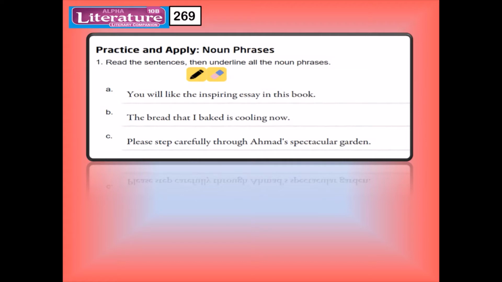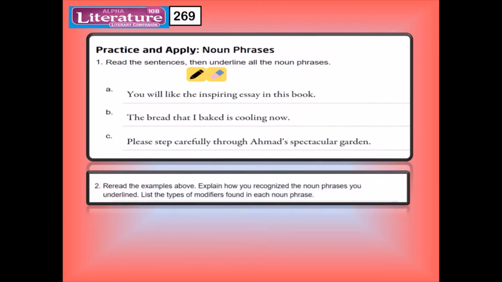Letter B, the bread that I baked is cooling now. Remember again, there is only one noun phrase. And letter C, please step carefully through Ahmed's spectacular garden. Underline your answers. How about number 2? Reread the examples above, then explain how you recognize the noun phrases you underlined. List the types of modifiers found in each noun phrase.